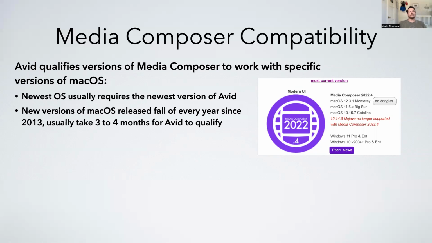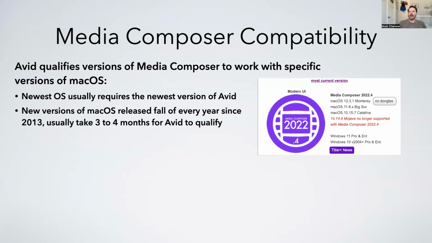So new versions of macOS are released in the fall, and that's been every year since, that's wrong, that's actually since 2011, as I showed you guys earlier. And they usually take 3 to 4 months for Avid to qualify. So what does qualify mean? Well, qualify in Avid's terms basically means that they go through the functionalities of Media Composer and they confirm that everything works properly and that there are no issues.